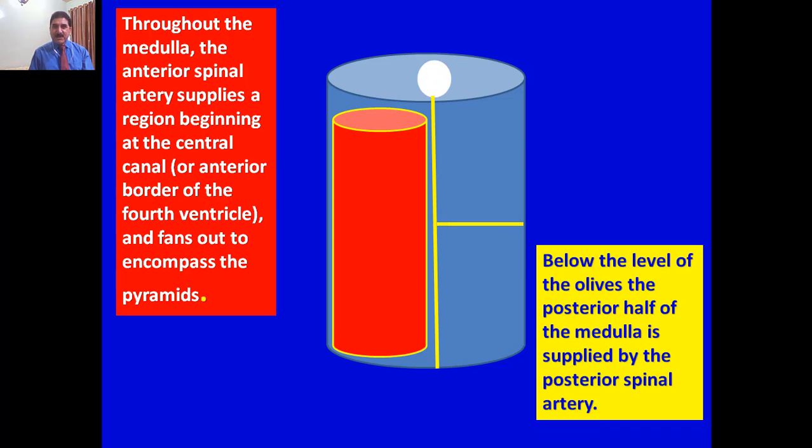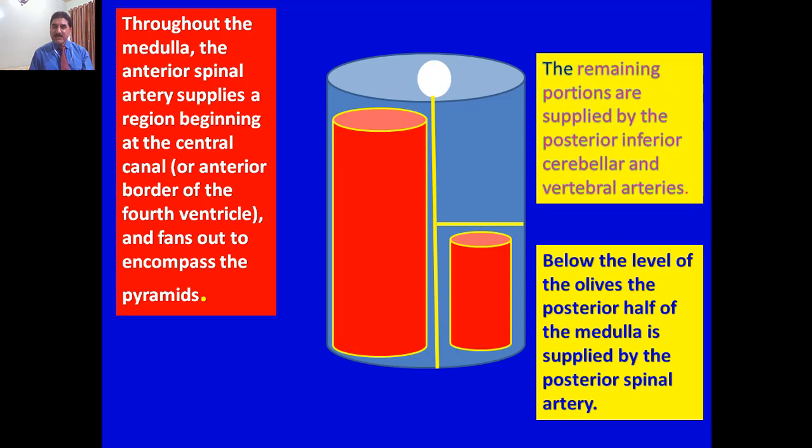Now the area of the medulla oblongata posterior to the central canal is divided into two parts. Below the level of the olive, the posterior half of the medulla is supplied by the posterior spinal artery. And above the level of the olive, the remaining portions are supplied by the posterior inferior cerebellar and vertebral arteries.